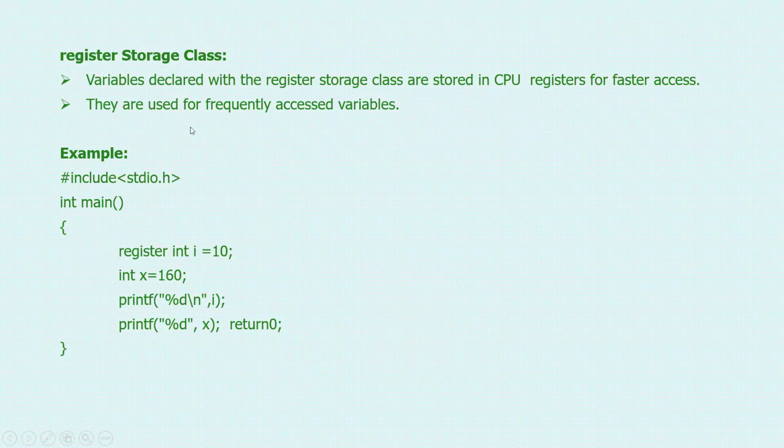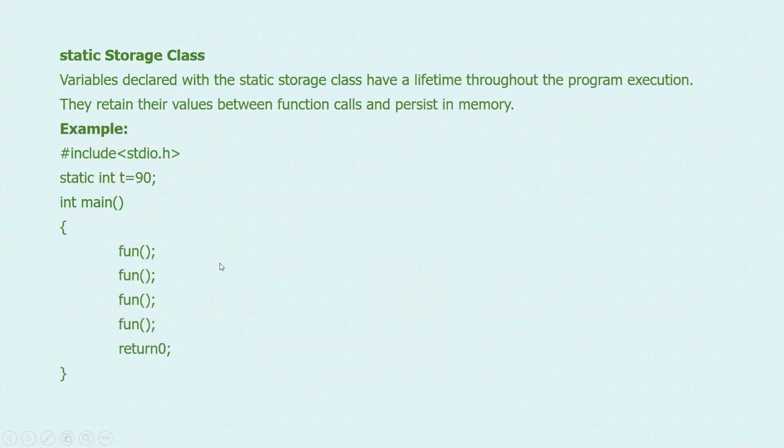Next one is the register storage class. Variables declared with the register storage class are stored in CPU registers for faster execution. They are used for frequently accessed variables. If you want to quickly execute our program, we can store the variable in a register directly in the CPU. But the problem is there is less storage available in the CPU. So usually we will not use the register storage class. It is similar to auto, but in CPU registers, we will store the variable value.